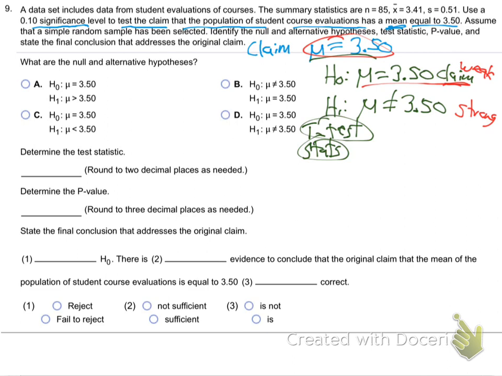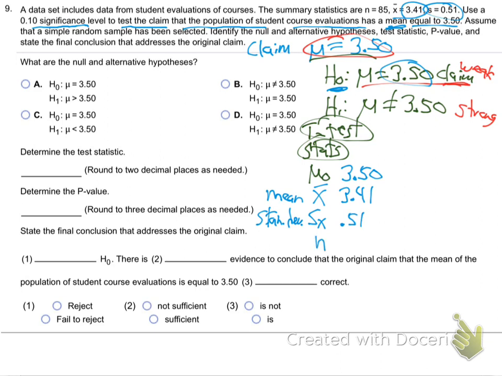And then it'll ask for mu0. You know what that is. That's the number next to here. That's 3.5. That goes with the H0. And then it'll say, okay, what's the X bar? That always means the mean. Mean right here, X bar right there, 3.41. Then it'll ask for the S sub X. That's the standard deviation right there.